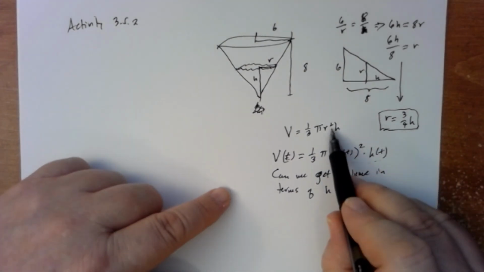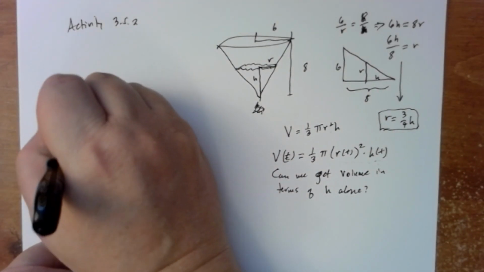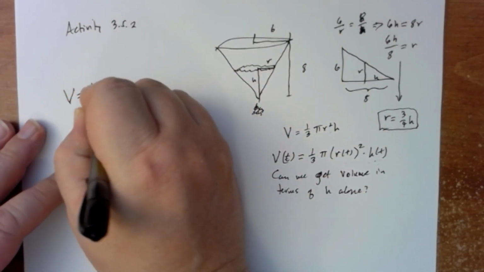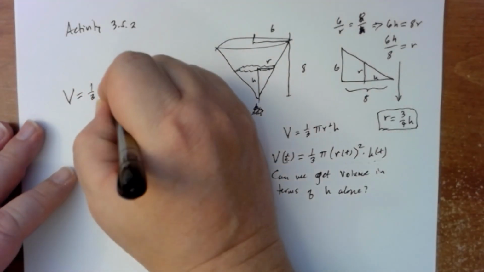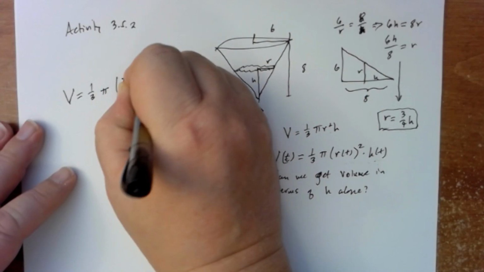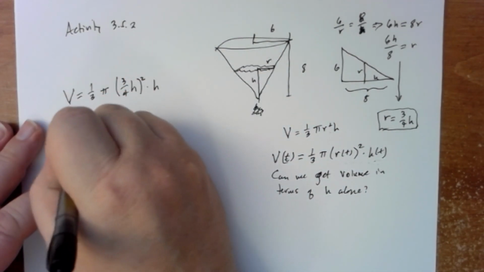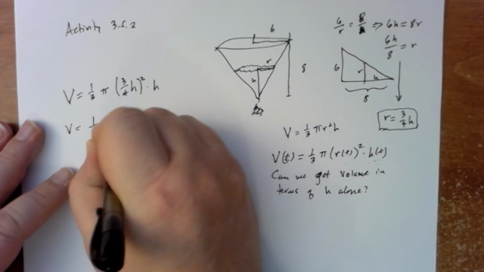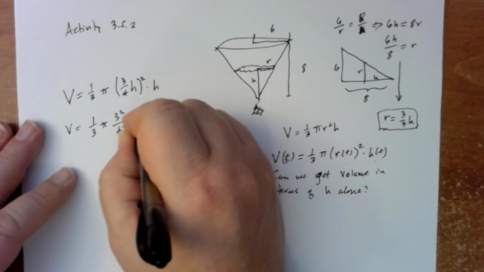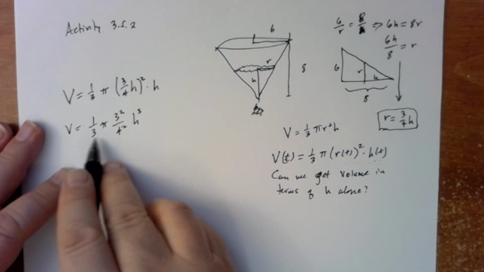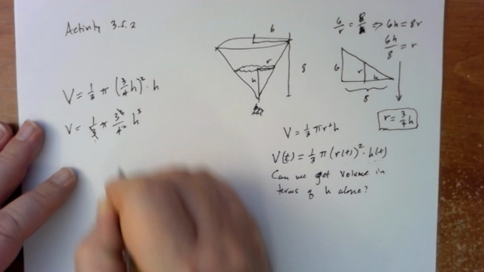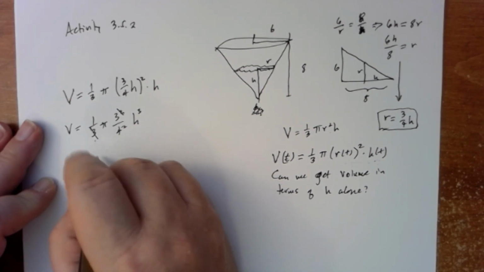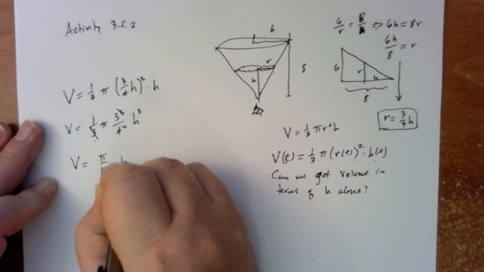Okay, so now I've got something I can substitute in. So now I can write volume as a function of h alone. So that's going to be 1/3 pi and then 3/4 h squared times h. Let's simplify that a little bit. 1/3 pi, that's 3 squared over 4 squared. H squared times h is h cubed. Okay, so it looks like this 3 cancels with one of those. And so we get that volume is pi over 16 times h cubed.